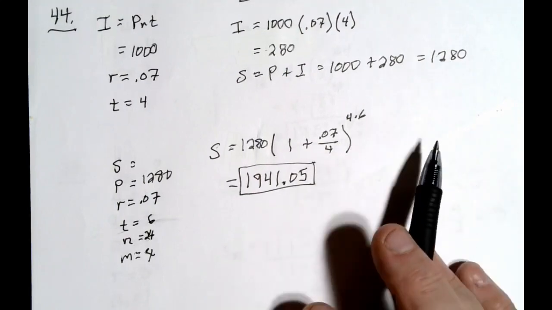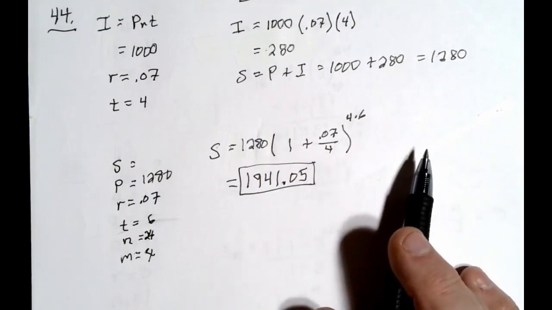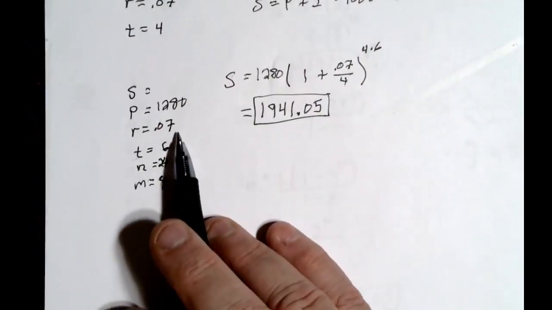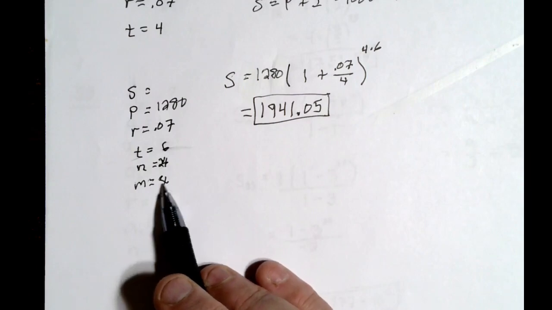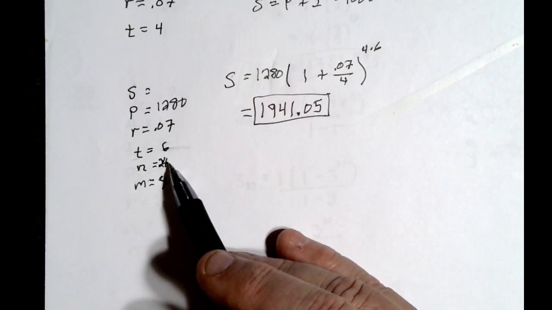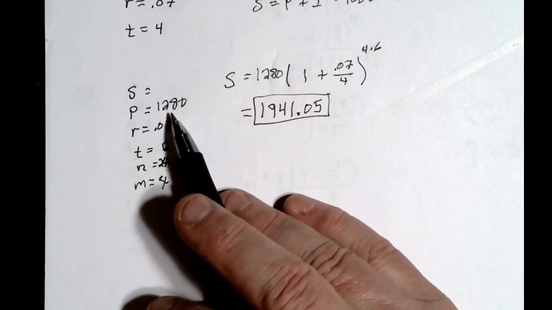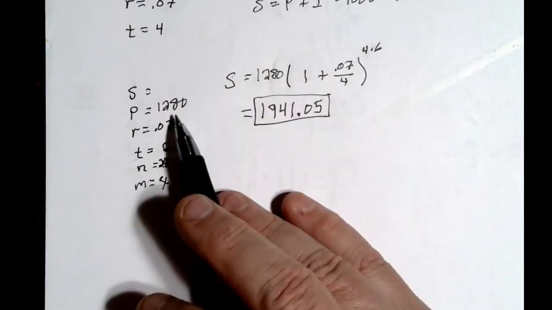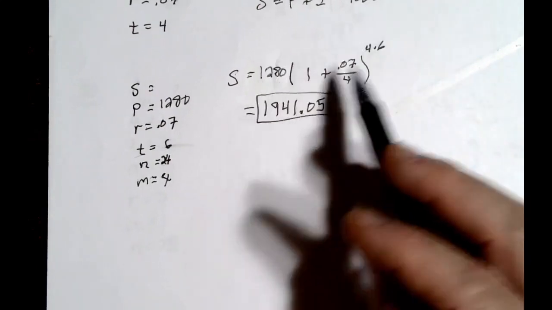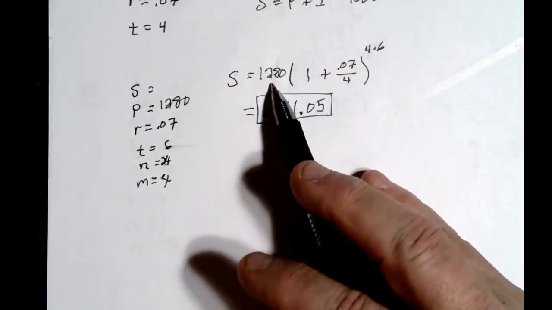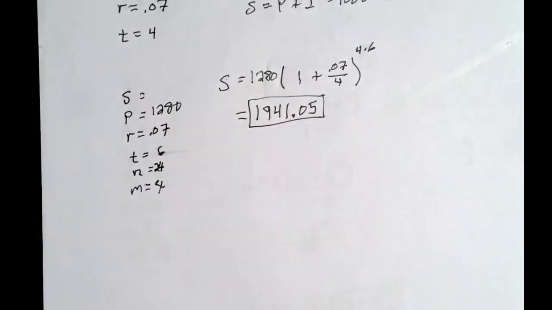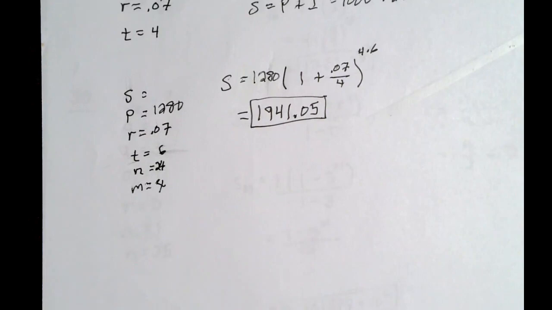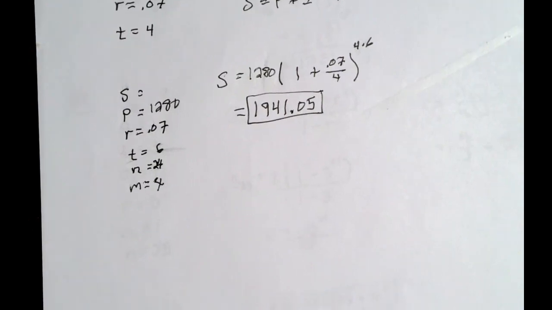At the end of the 4 years, he deposited the entire amount from that account into a new account, earning 7% quarterly for 6 years. Okay, so 6 years, 6 times 4 is 24. Your original amount is P, the amount that comes from the previous account. So the ending amount from this account becomes the starting amount for this one. And you plug in everything you know and crunch it down, you get 1941.05. Okay?